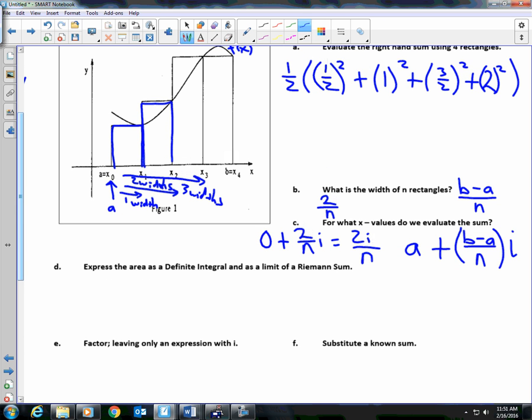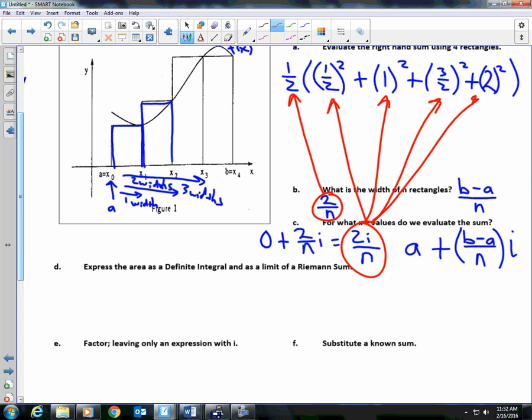This is your formula. We're going to use that over and over again, for every problem. This is my width. This is all of these things right there. So I'm going to write on the board now how we express the definite integral as a limit of Riemann sums.